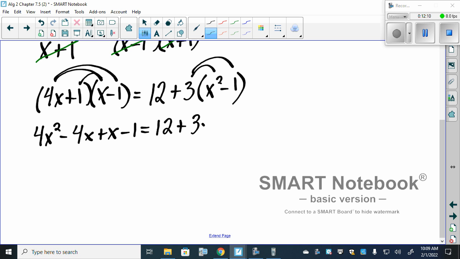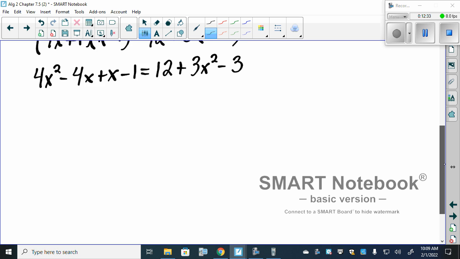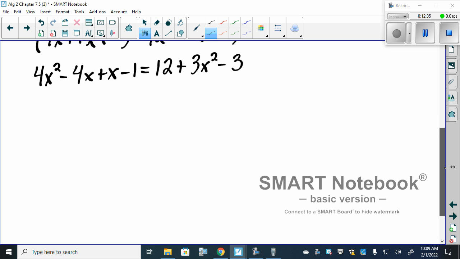3 times x squared is 3x squared, minus 3. Now, if we'd added that extra x plus 1 in, we wouldn't actually have a degree 2. The biggest exponent would actually have been a 3. We would have the cubic that we'd have to solve. It is still possible to solve it. We would just have to do a little bit more work to get to the answer.